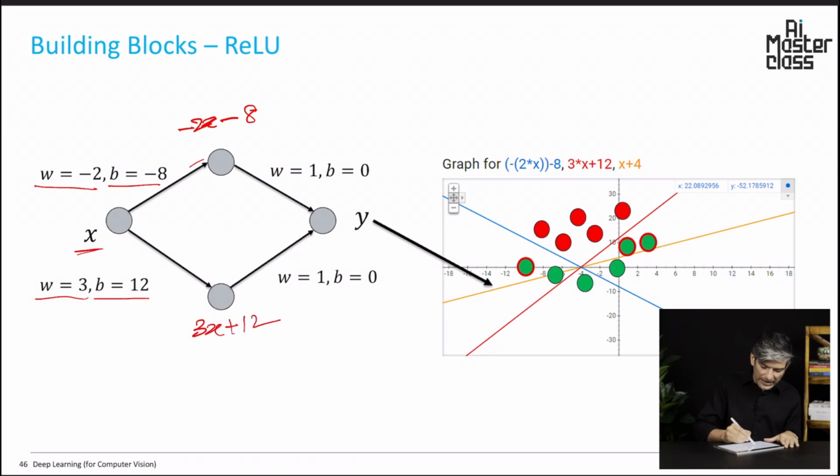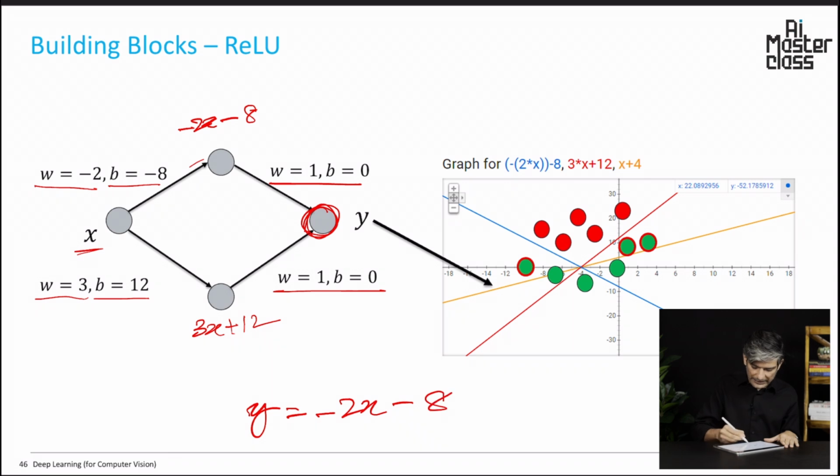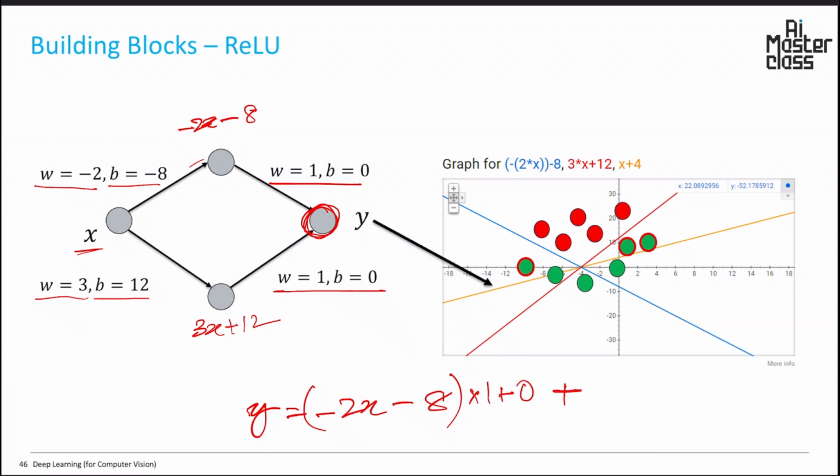And then we have our final output here, and we are saying, okay, I have weights equal to 1 and bias equal to 0, meaning I will just copy this over here. So the value of my final y would be -2x - 8, and then it will just add, because weight is 1 and bias is 0, so it will be times 1 plus 0, and then plus again 3x + 12 times 1 plus 0. So this essentially becomes what?